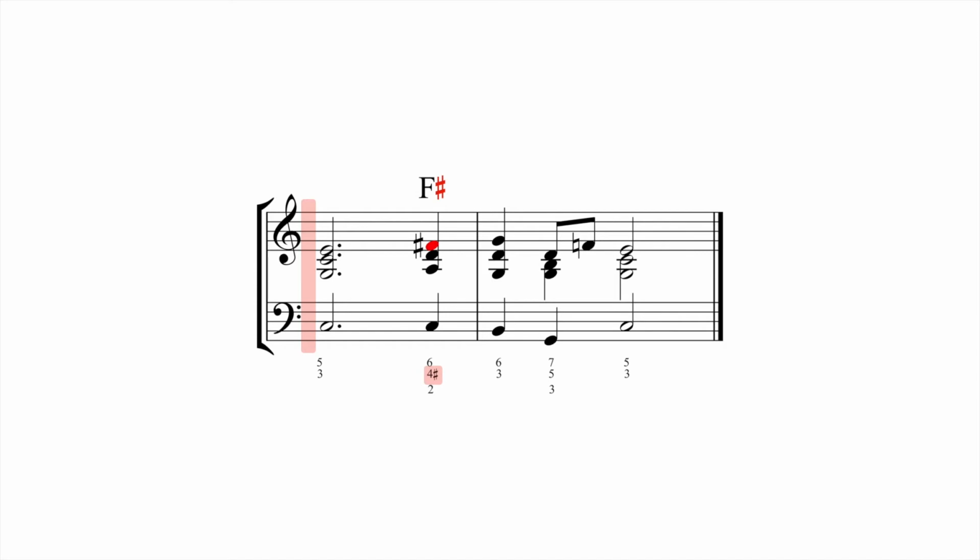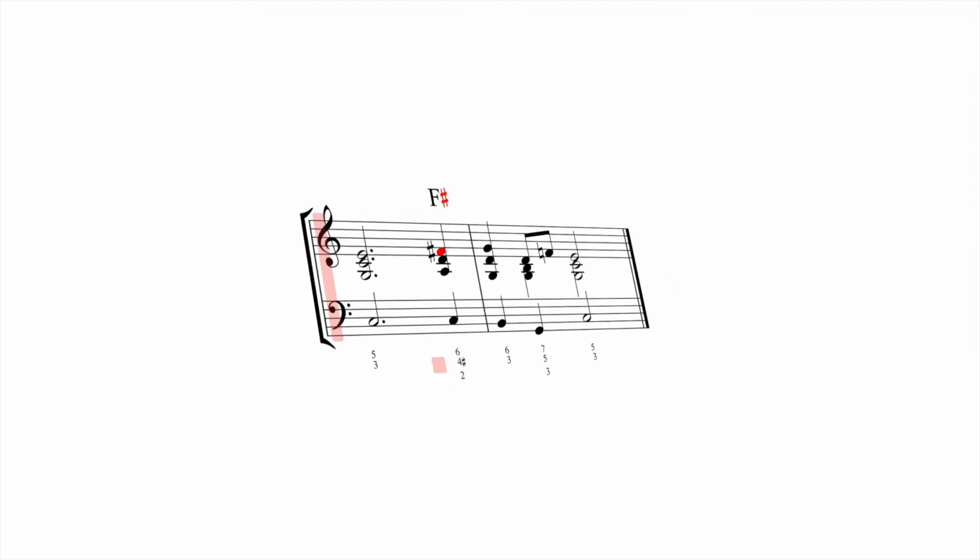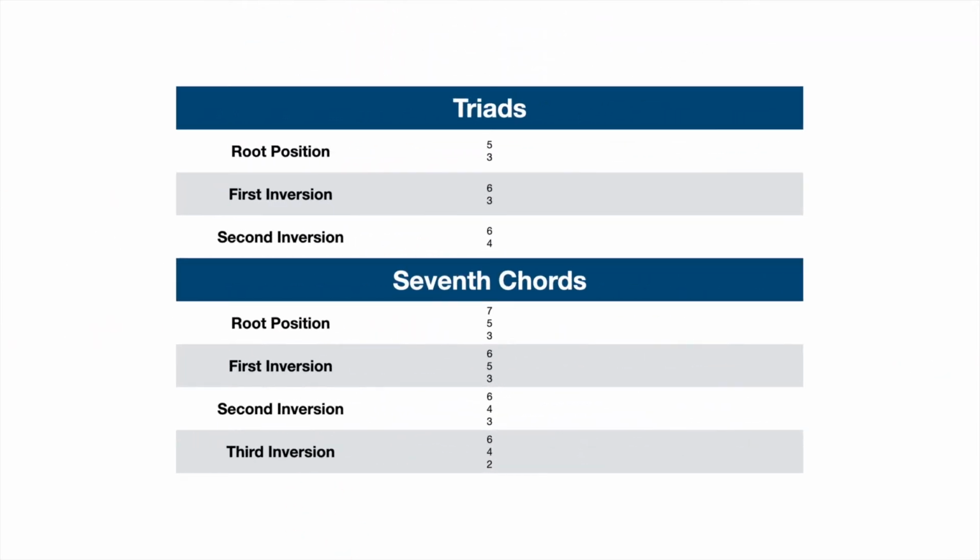It can be quite cumbersome to write a complete figured bass for every single chord, so composers developed a shorthand notation for common chords, namely triads and seventh chords. Here are the complete figures for triads and seventh chords in various positions, and here are the shorthand figures.